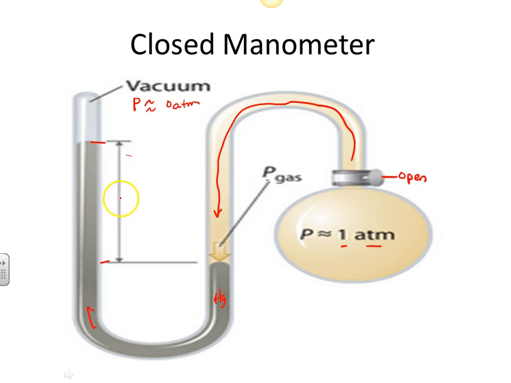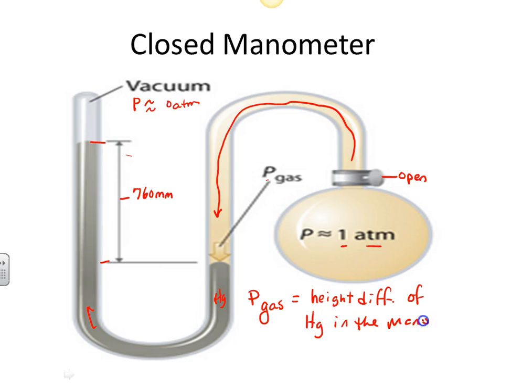So the end result is that we can say, if we look at the difference, maybe this is 760 millimeters on this side, then we could say that the pressure of the gas equals the height difference of Hg in the manometer arms.